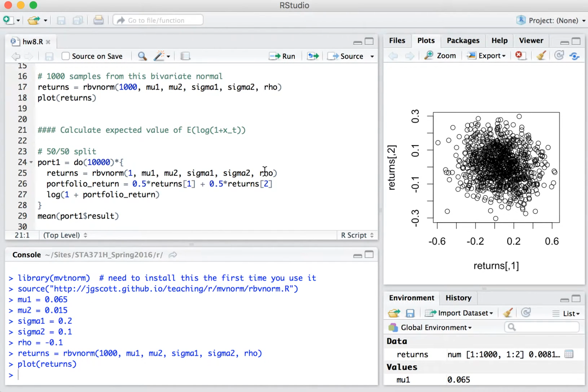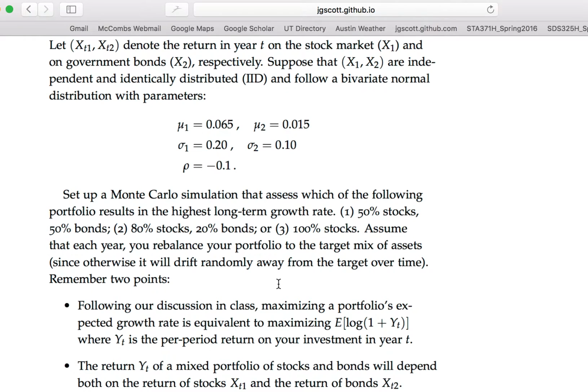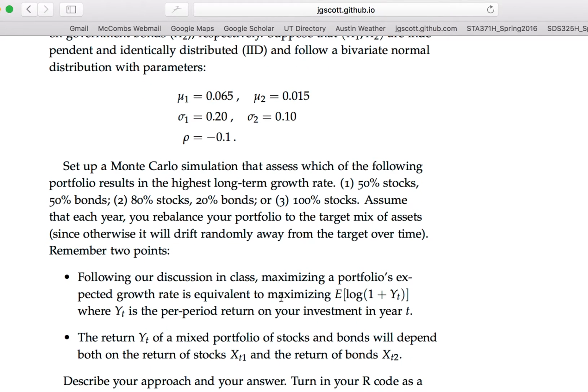If we want to know what the expected long-term growth rate of these different portfolios are, so there's a 50-50 split, an 80-20 split in favor of stocks, and then the all-stock portfolio, the simplest way to do it is to appeal to the result that we discussed in class. So going back to the homework, remember following our discussion in class that maximizing the growth rate is equivalent to maximizing this expected value right here.